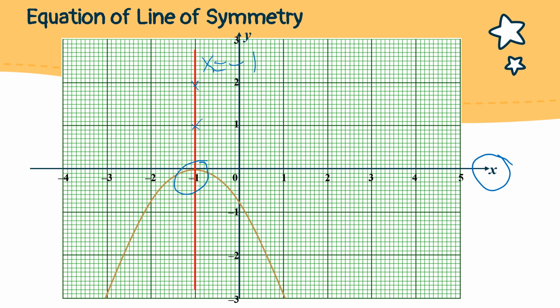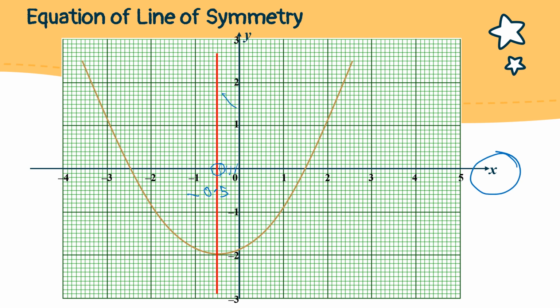Every point on this line of symmetry, the x value is negative 1. We now have a U-shaped curve, and the line of symmetry is given by this red line. It cuts at this point here. So we will need to count negative 0.1, negative 0.2, negative 0.3, negative 0.4, and negative 0.5 on the x-axis. So this line of symmetry is called x equals negative 0.5.